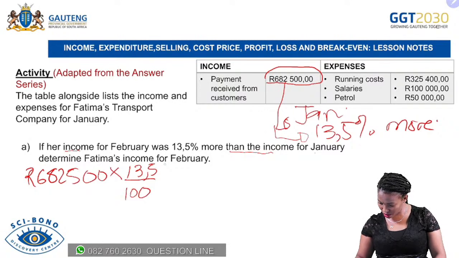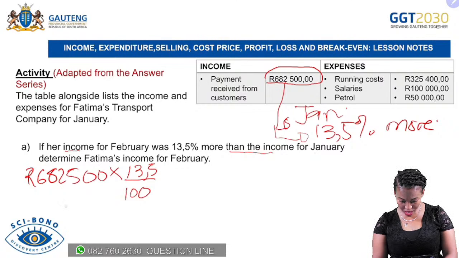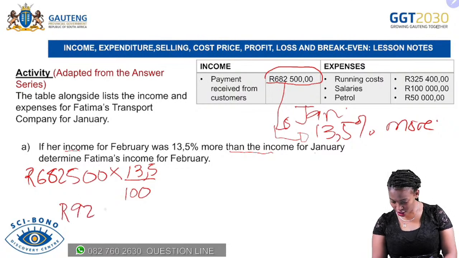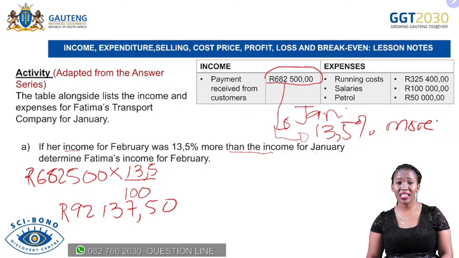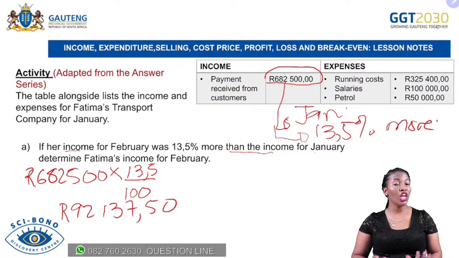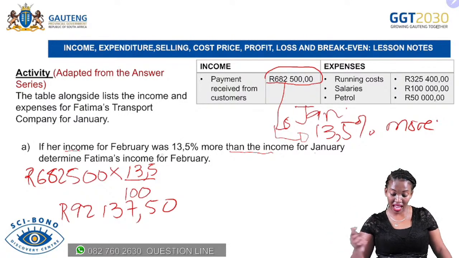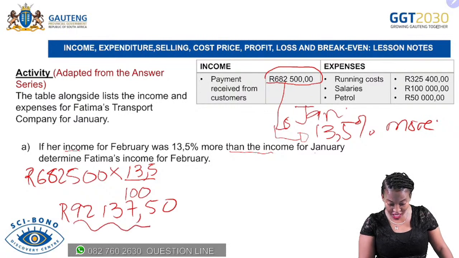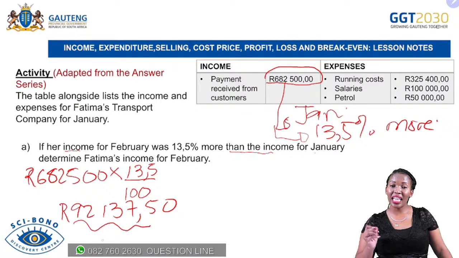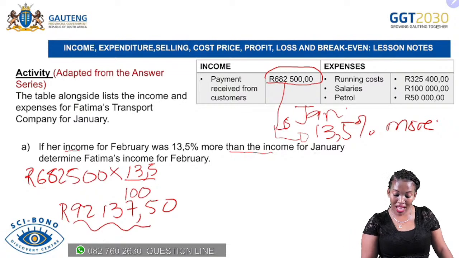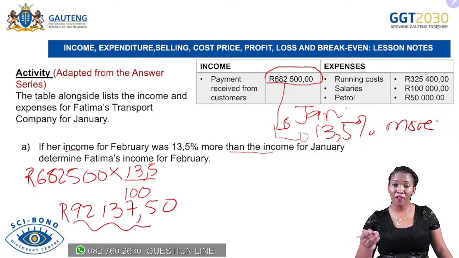I hope you have your calculators there, and then you are able to do the calculations with me. 13.5 over 100 times 682,500, which is equals to what? It is 92,137 and 50 cents. Have we answered the question? No. Here we just determined how much the salary increased with, and the salary increased with 92,137. But what are we actually looking for? We want the new income for February.